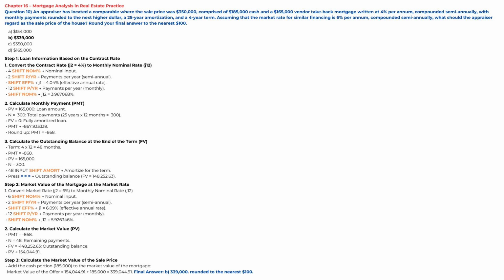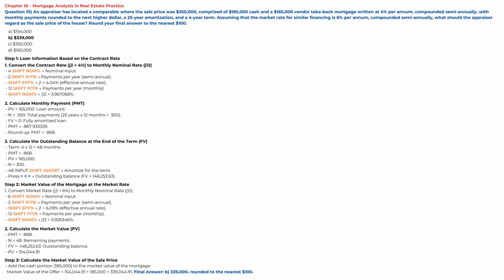3. Calculate the outstanding balance at the end of the term, FV. Let's figure out the term: 4 times 12 equals 48 months. Enter 48, press Input, Shift, Amort. Press the equal sign 3 times, calculator displays 148,252.628505. 148,252.63, plus and minus sign, and then press FV to round off the future value.